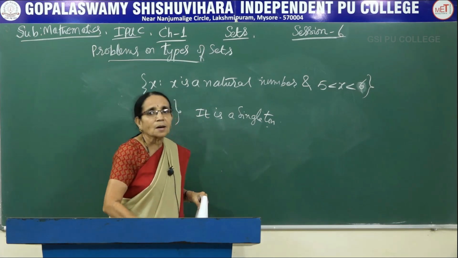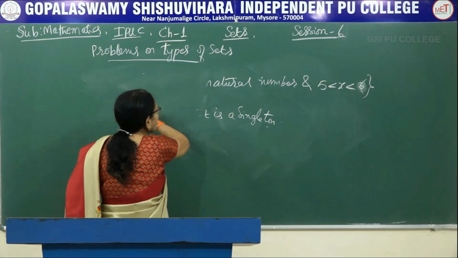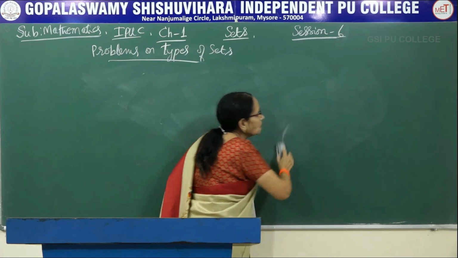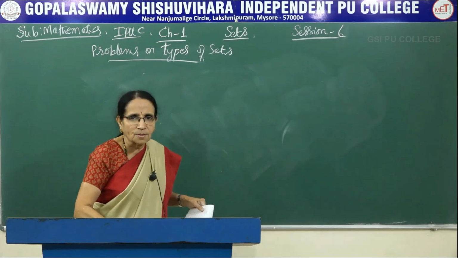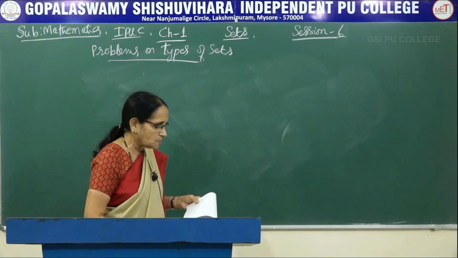So you have to read the condition or the property or the rule which is given in the set builder form, and according to that you write the elements, then we will know whether it is a null set or a singleton or a finite or an infinite set.